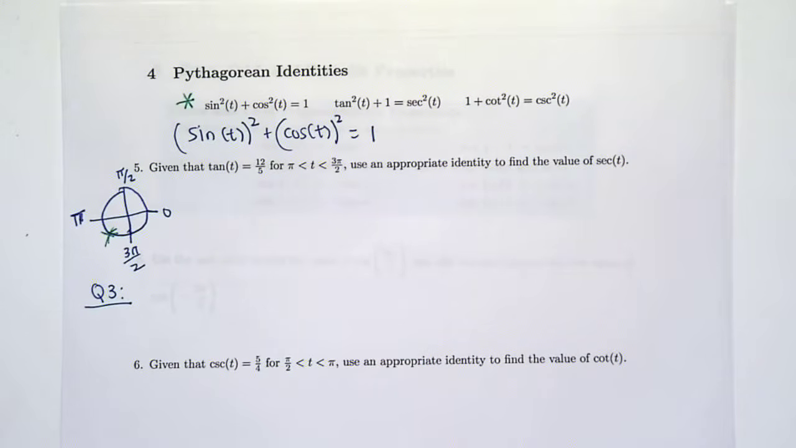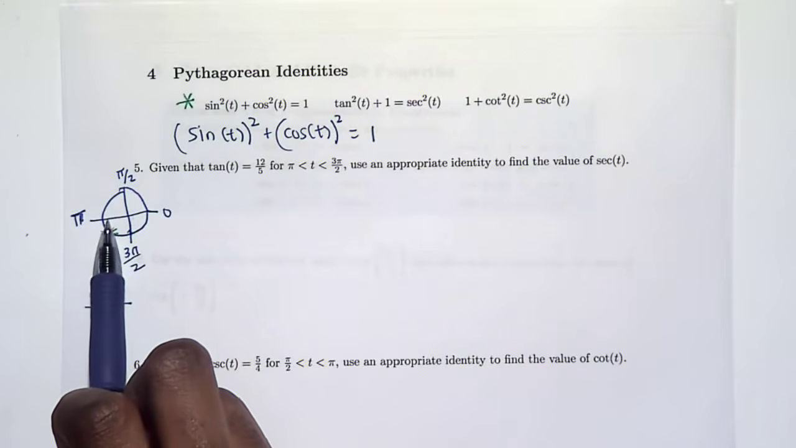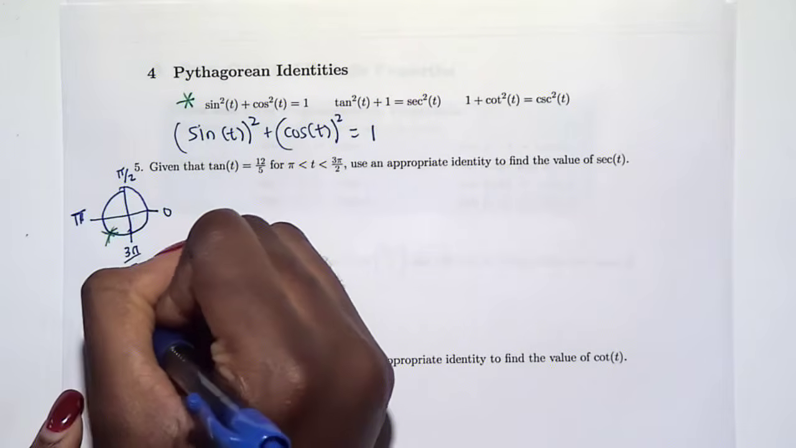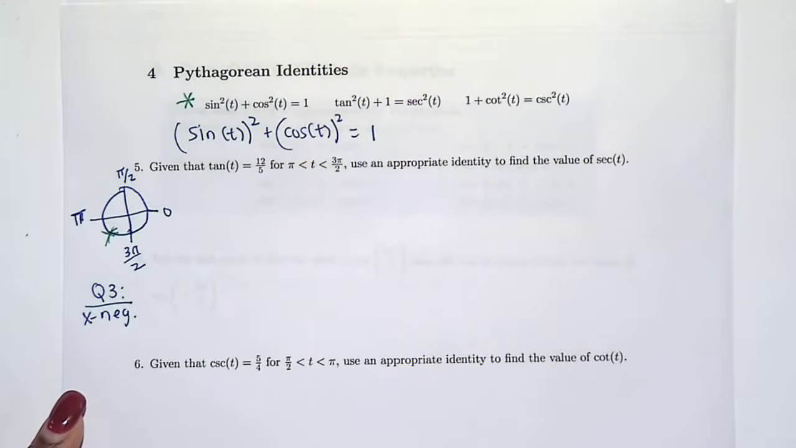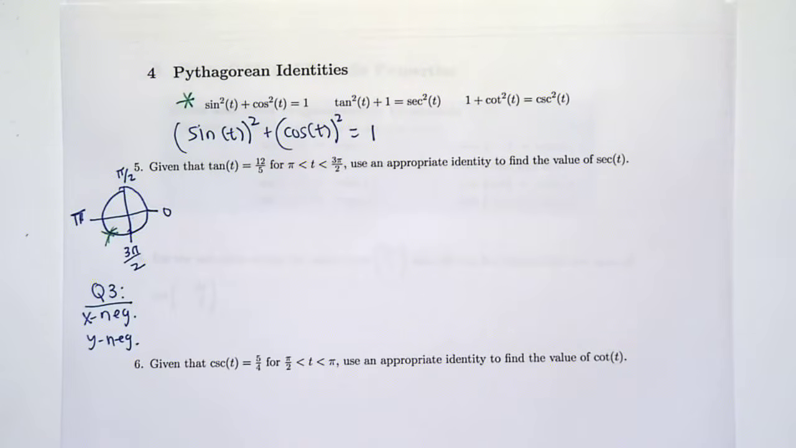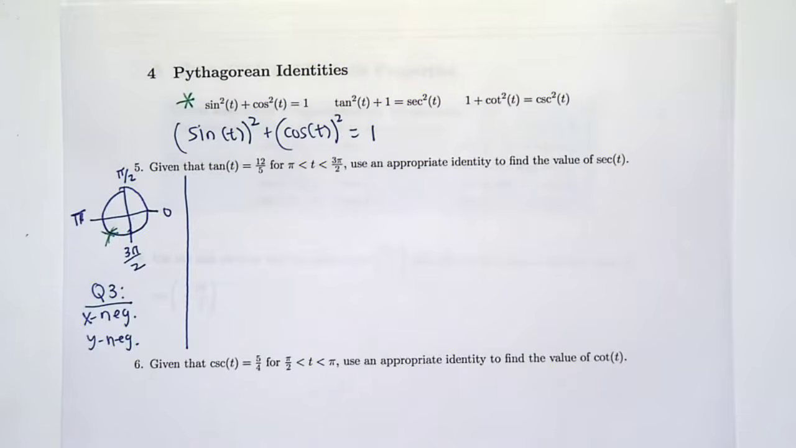What do we know about x values in the third quadrant? So on the x-axis here, we should have negative values. So x is negative. And what about y? y values are also negative. So x and y are negative in the third quadrant. So we're going to use that to help us at the end of the problem. That was just a little setup.